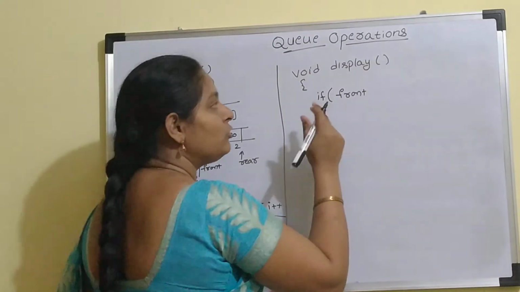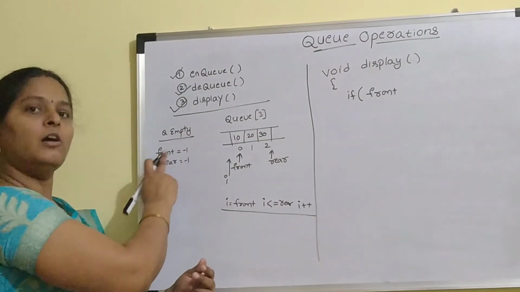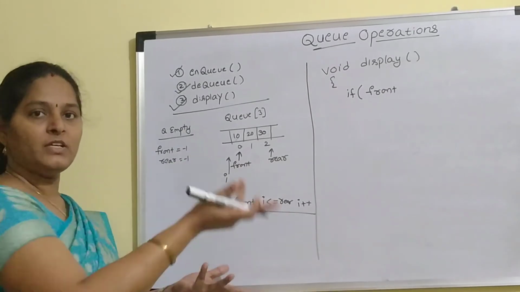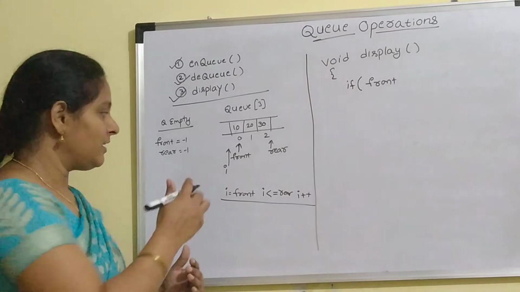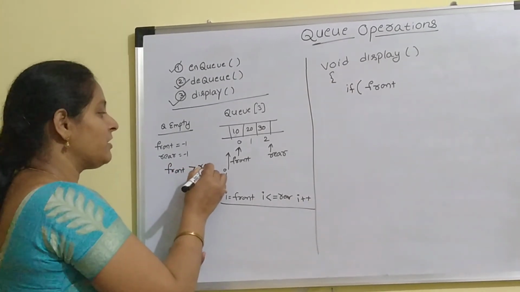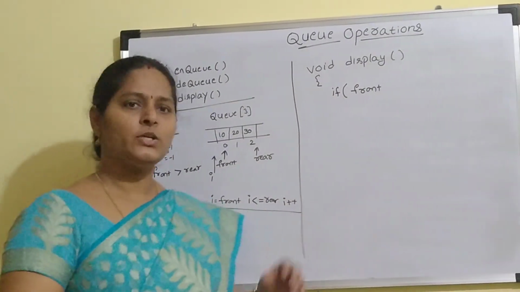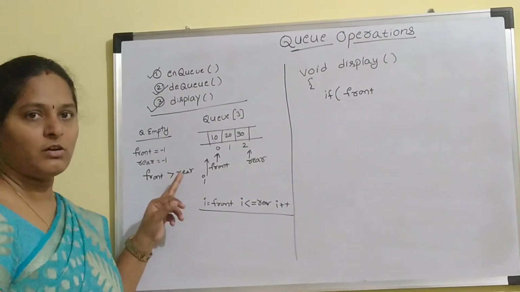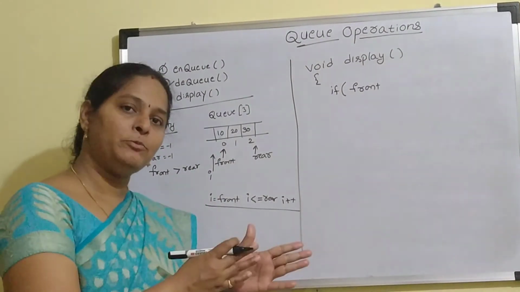Okay. How to check whether the queue is empty or not? If front is -1 or rear is -1, then we can say that the queue is empty. Or we can also say that if the front pointer value is greater than the rear pointer value, in that situation also we can say that the queue is empty. You can use any one of the conditions. Okay. But generally we will start printing from the front position.